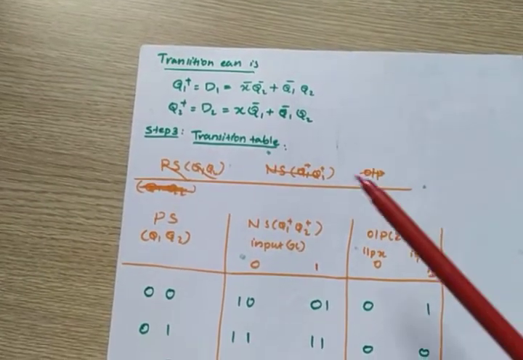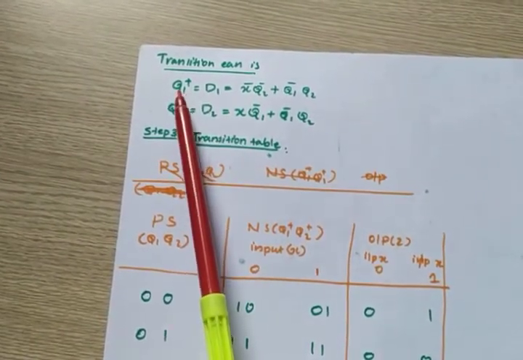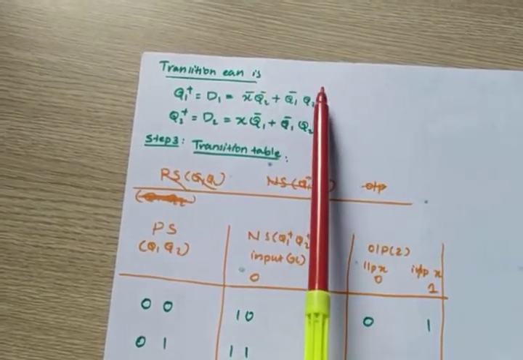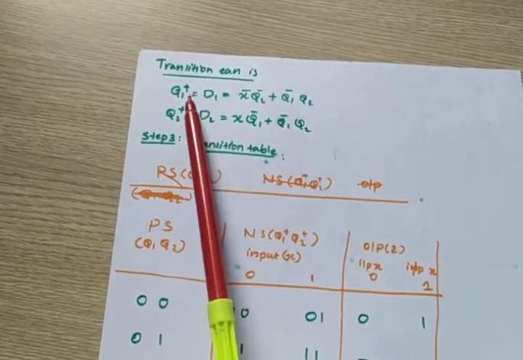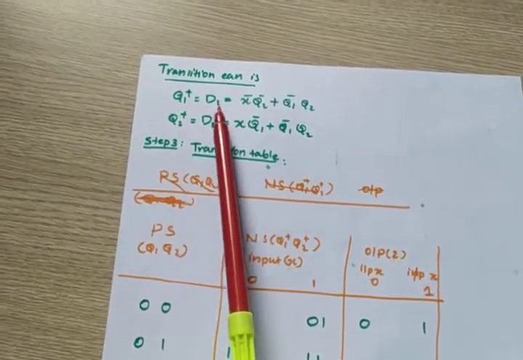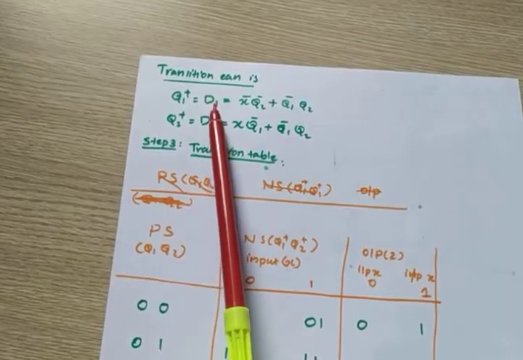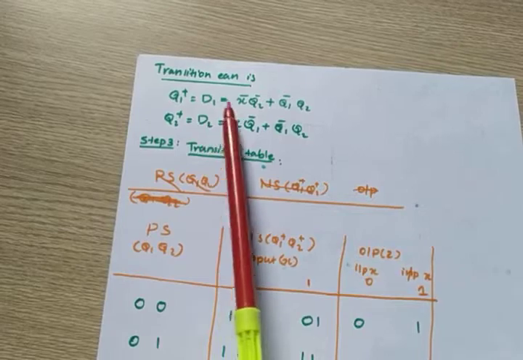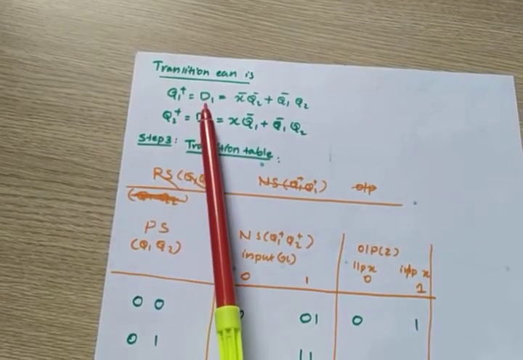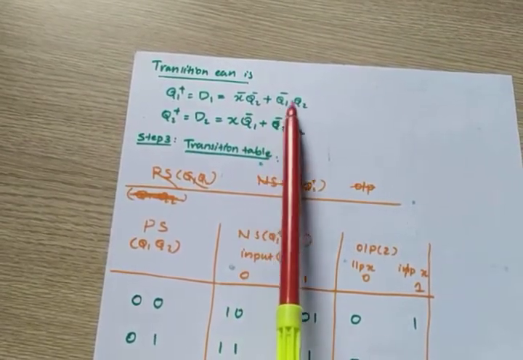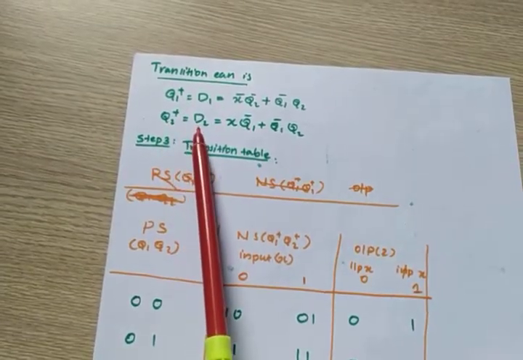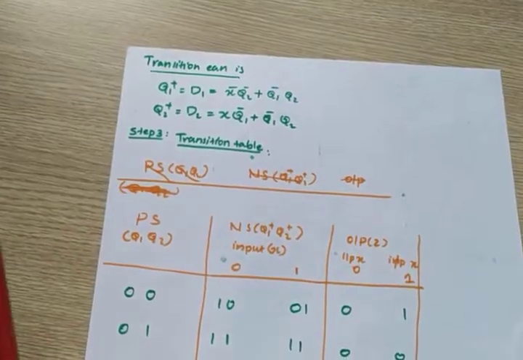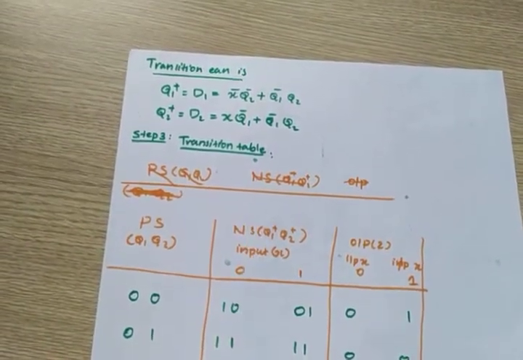So this is how the transition equation is written. You know Q plus is D; that is the characteristic equation. Substitute the excitation expression into it: Q1 plus equals D1, and instead of D you can put D1 and D2. What is D1? X bar Q2 bar plus Q1 bar Q2, and Q2 plus is D2, equal to X Q1 bar plus Q1 bar Q2. Okay, step 3, transition table.